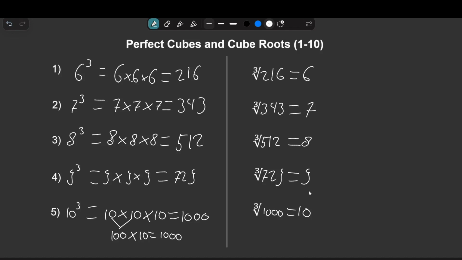I may make a video on maybe 10 to 20 if you guys want it. You can always ask in the comments, but I don't think it's necessary because this was basically the explanation on how to cube numbers and how to get the cube roots from them.